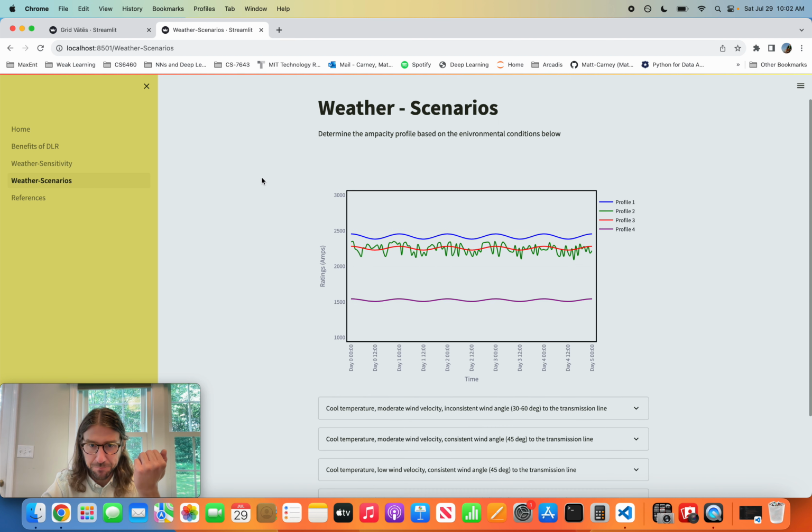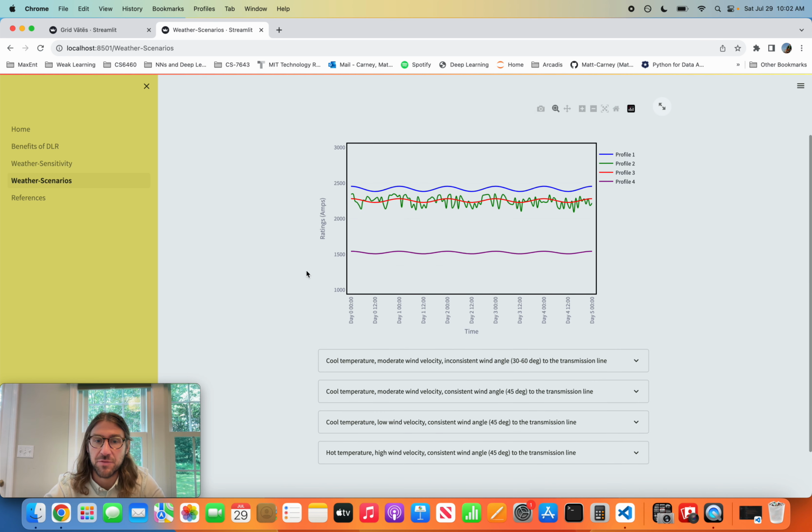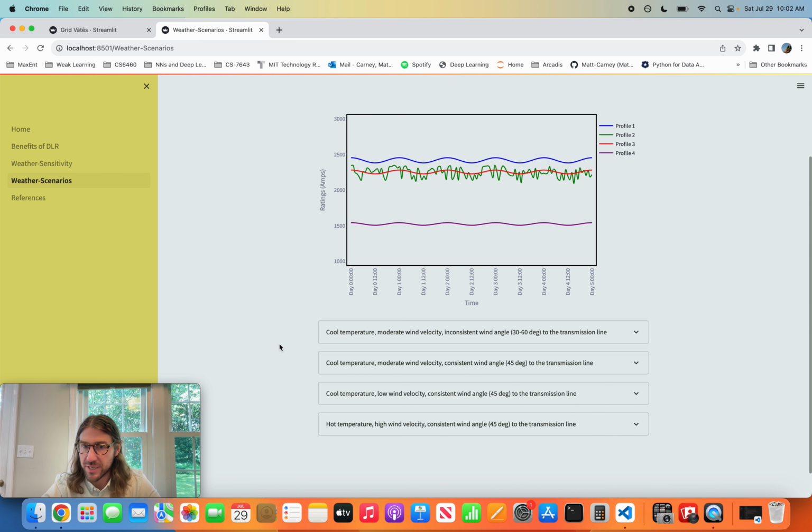And so here we have 4 different rating profiles, and the user is prompted to match each of those profiles with the set of environmental conditions below. So it's a little bit tricky, but if you look at these 4 different groupings of conditions holistically, you should be able to figure it out.